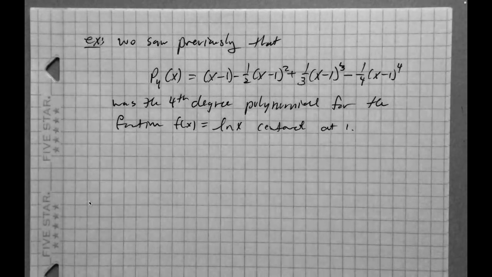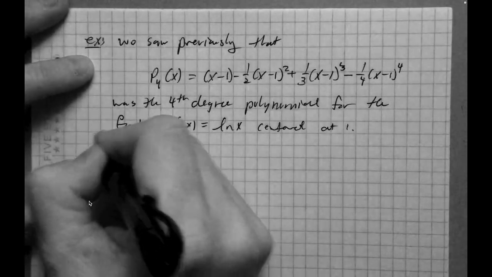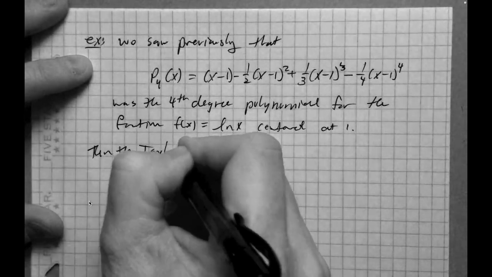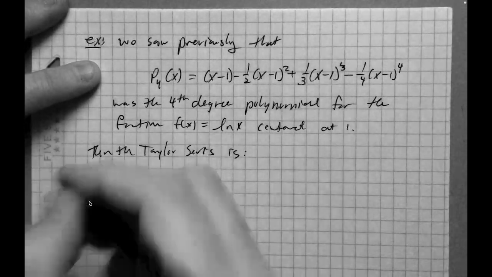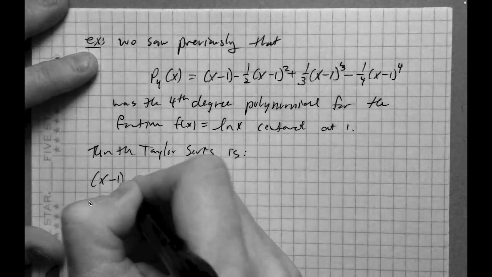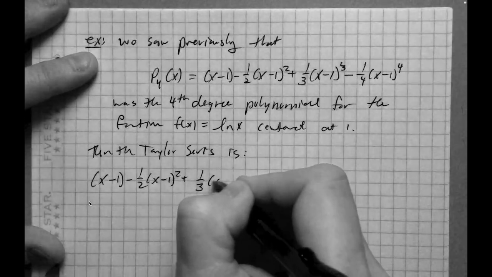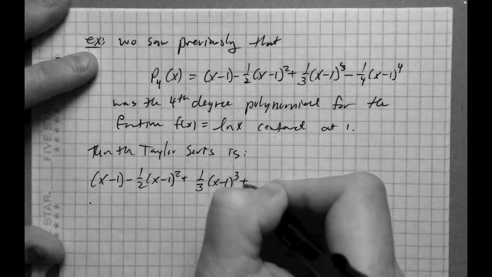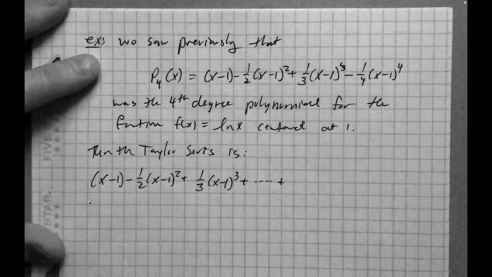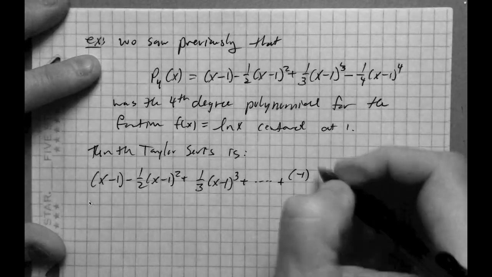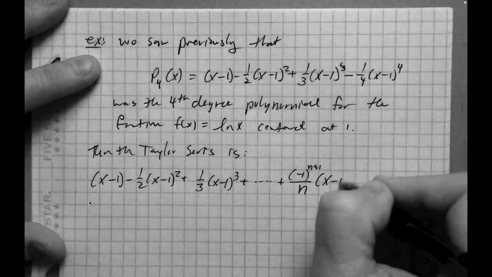Okay, then the Taylor series that we can base on this is going to be, let's write it out, x minus 1 minus a half x minus 1 squared plus a third x minus 1 to the 3rd power plus dot dot dot plus, now there's this alternating piece in it, so there's the -1, and it looks like it should be an n plus 1 on that over n, and then it's just x minus 1 to the n.